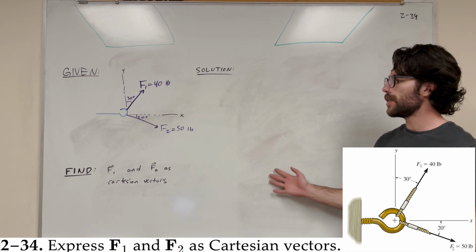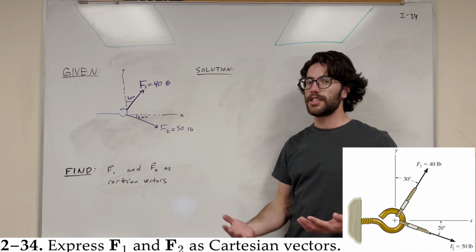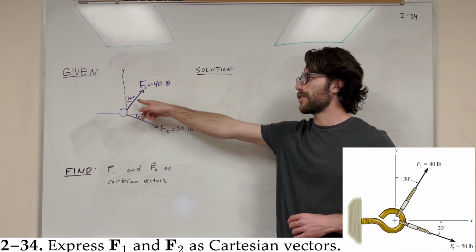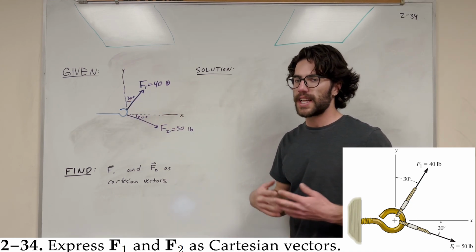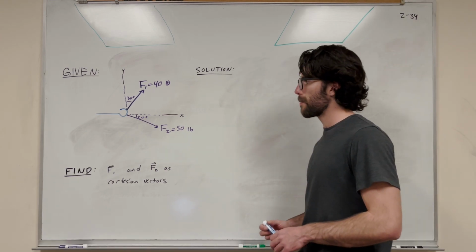So let's solve this problem. We're basically just trying to break these vectors, force 1 and force 2, down into Cartesian vectors. So right now we're given the magnitude, right? We see that it's 40 pounds at a 30-degree angle. This one's 50 pounds at a 20-degree angle. But we want to break that down into Cartesian vectors, which is the stuff with the i's and the j's. So let's go ahead and do that.